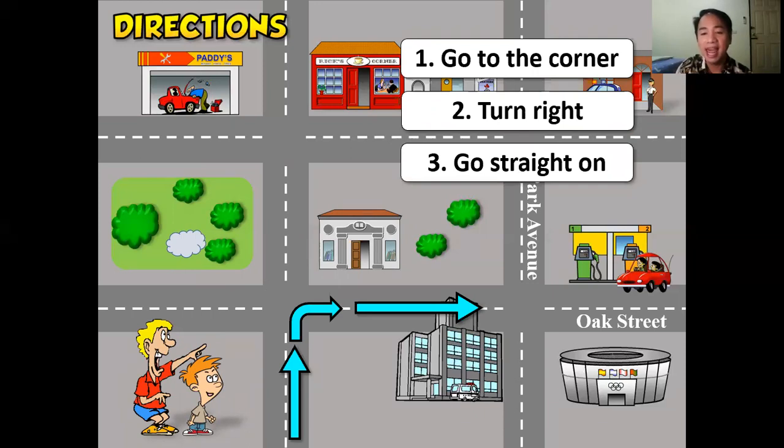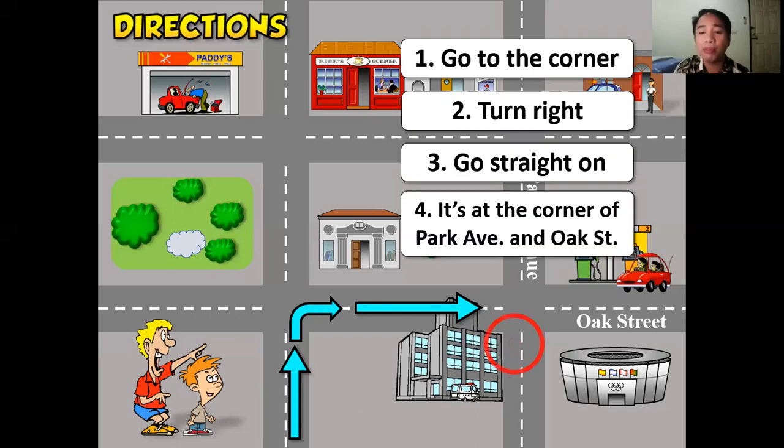and then, okay, so you can find now the hospital. It's in the corner of 2 roads, the Park Avenue and the Oak Street. So this is now your location. Okay, this is the hospital. Okay, that's how you give directions.